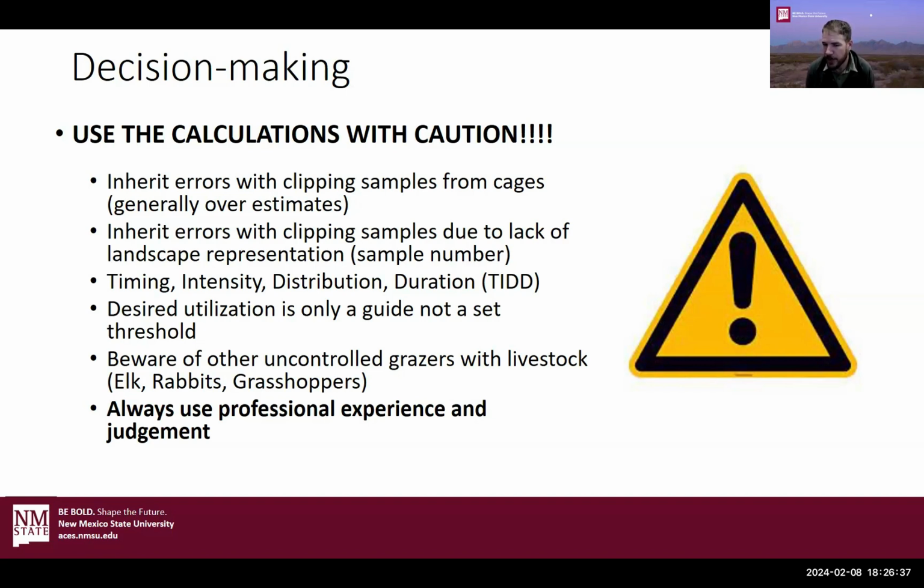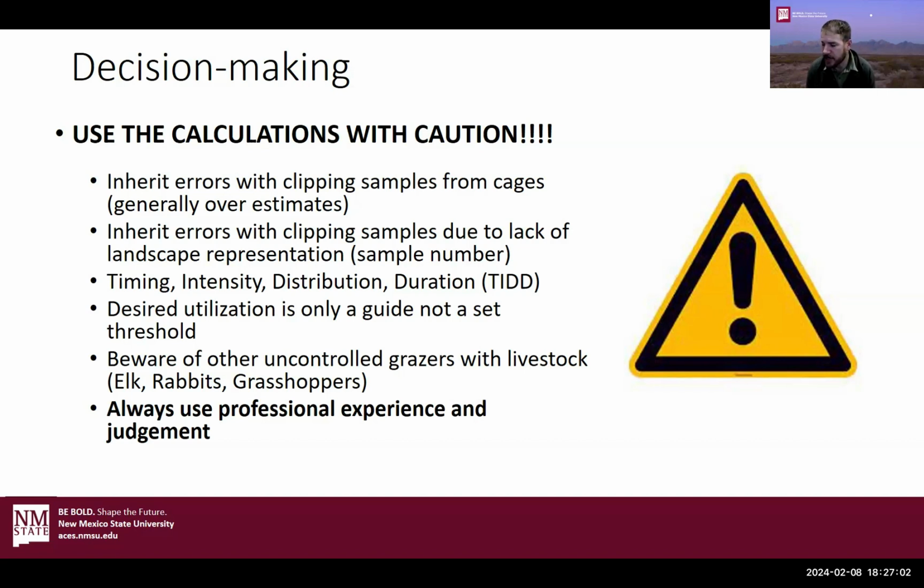There's a lot of different things that can influence how much forage is removed in the given time when you're on a pasture. So just be aware that you may set your allocation to 35, but then you go out halfway through your season and see that you've already hit 35. There may be some other factors in play there.